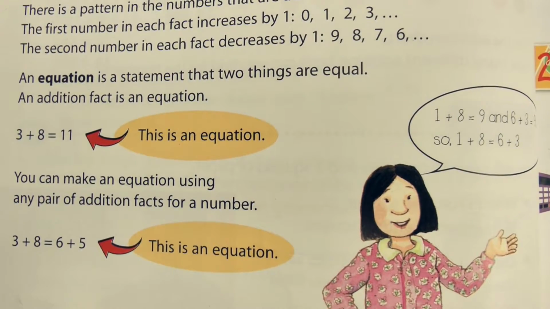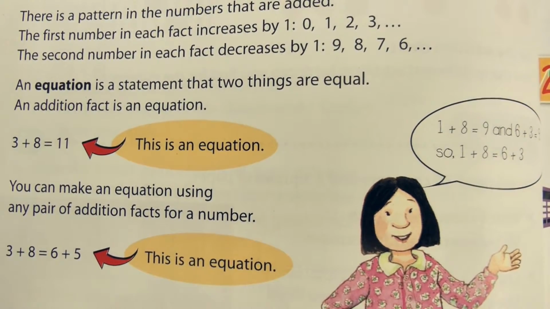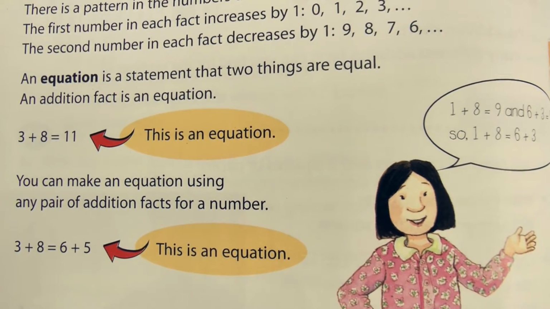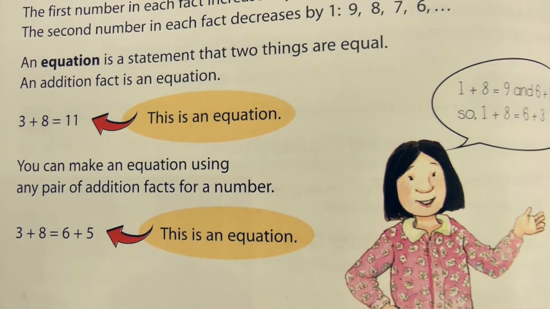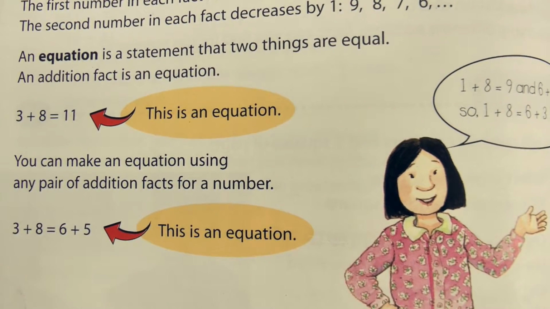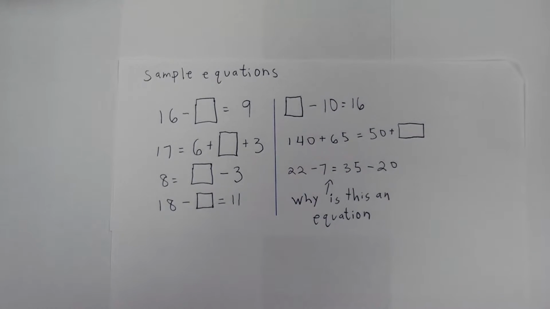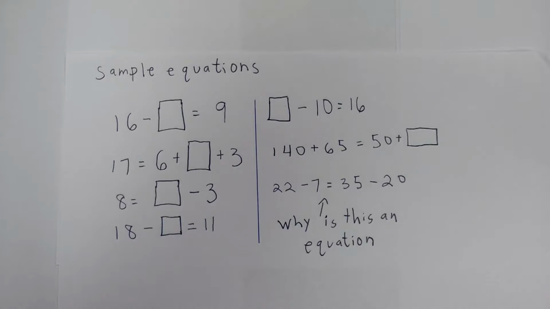The definition of an equation is this. An equation is a statement that 2 things are equal. An addition fact is an equation. 3 plus 8 equals 11. By the same token, 3 plus 8 equals 6 plus 5, because both sides equal 11. We know that an equation means that both sides are equal.